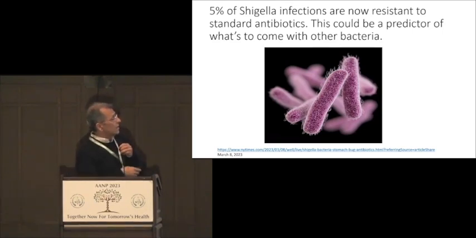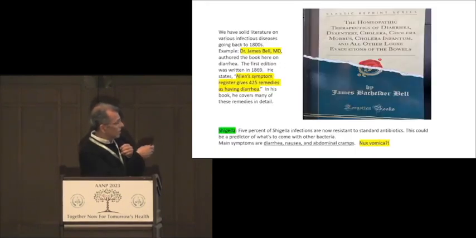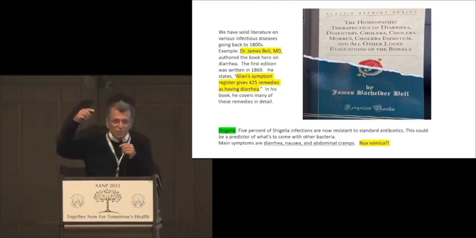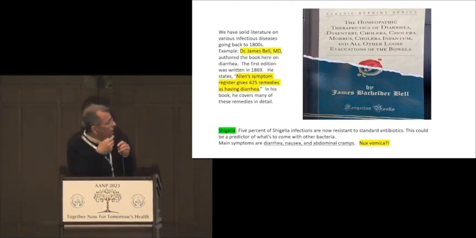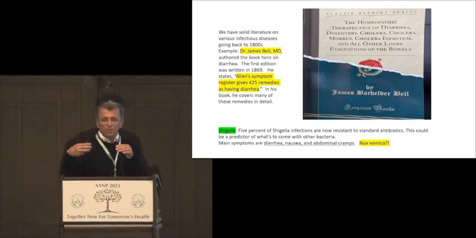Shigella is another one of those infections that shows resistance to antibiotics. I read the top symptoms of Shigella, which are diarrhea, nausea, and abdominal cramps, and I'm thinking to myself, oh, Nux vomica might be a good match for Shigella. And then I'm thinking, wow, Dr. James Bell, medical doctor, in 1869, wrote this amazing book that I have in my library. He covers the top 400-some remedies that are useful for diarrhea. So we have this wealth of knowledge from over the last 200 years that we can use to treat future pandemics.